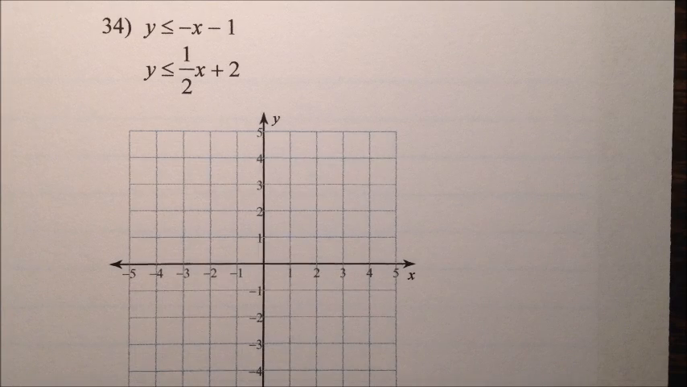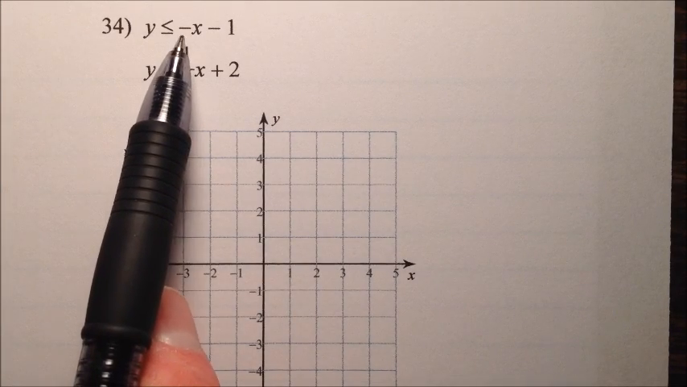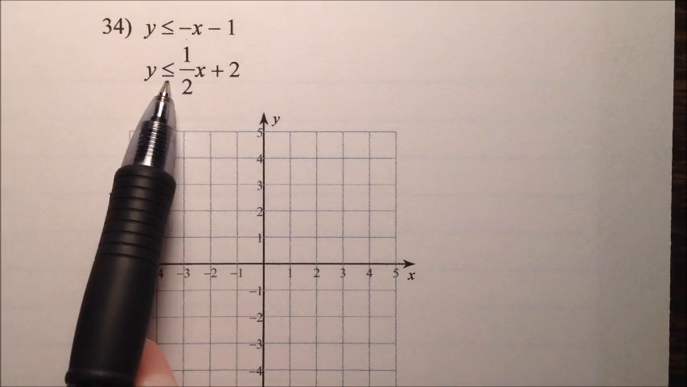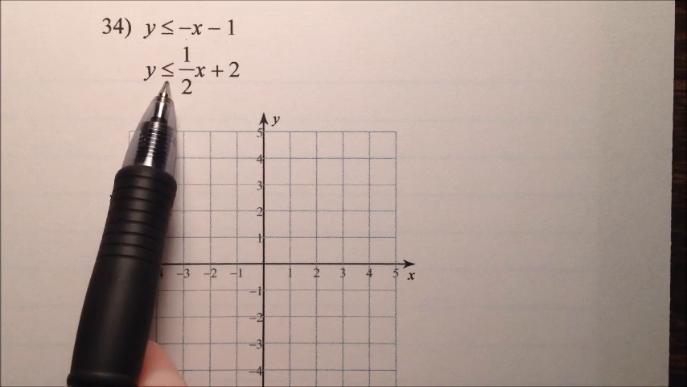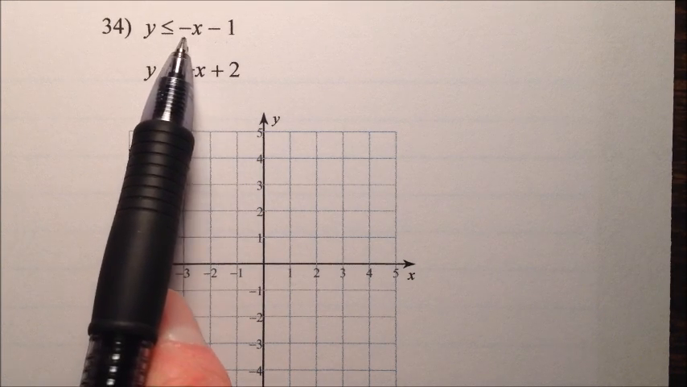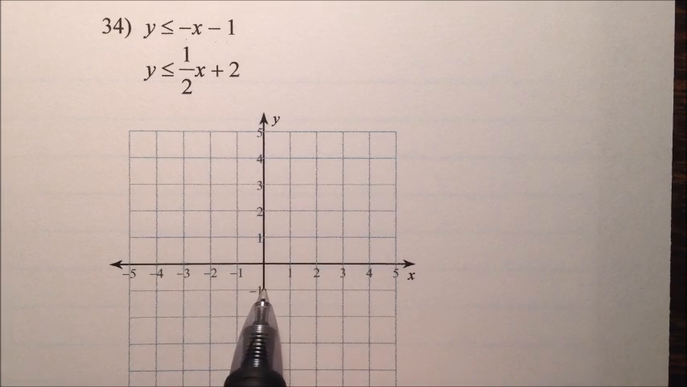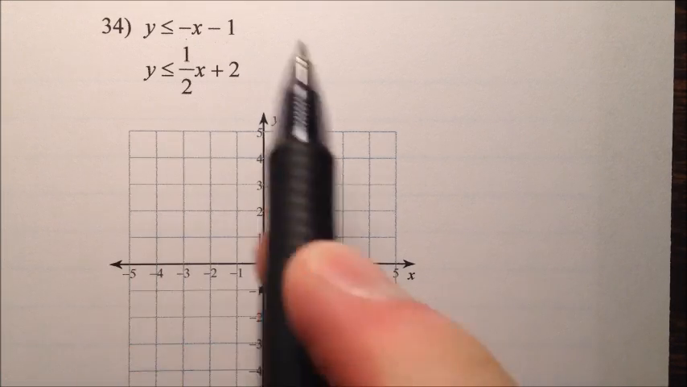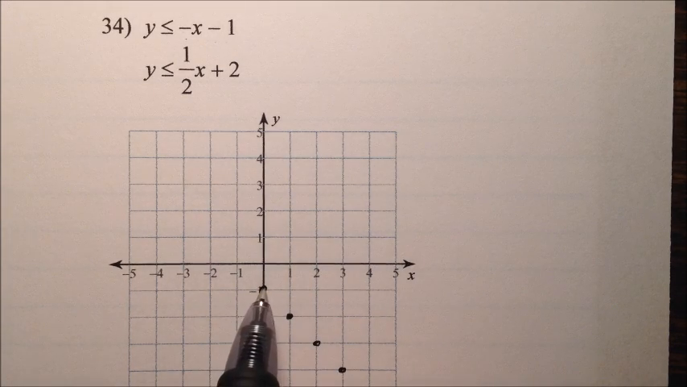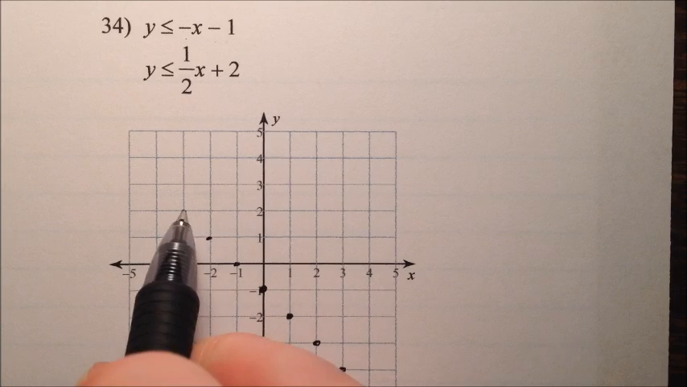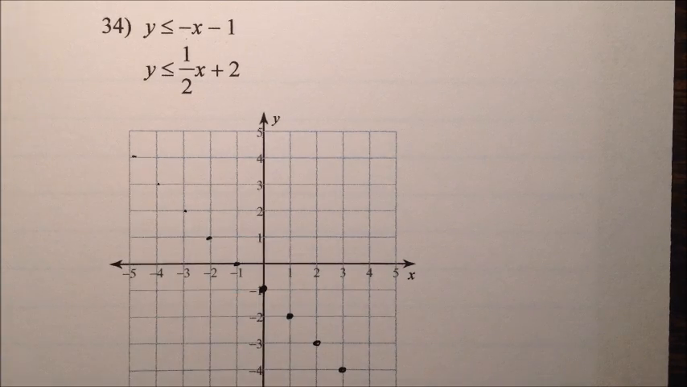For number 34, we have y is less than or equal to negative x minus 1, and then y is less than or equal to 1/2 x plus 2. So let's take a look at these. Both of these, again, notice will be solid lines. So let's look at the first one. Negative 1 is the y-intercept, and its slope is also negative 1, so down 1 over 1, or we can go up 1 and back 1. So we'll just follow that all the way along.